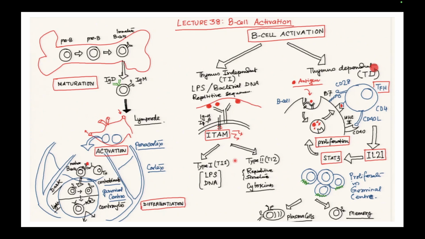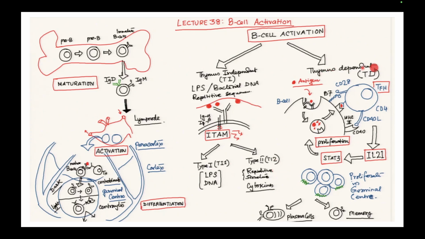There is also type 1 and type 2 in the thymus independent response. So TI-1 is thymus independent type 1, and TI-2 is thymus independent type 2. In type 1, if it interacts with lipopolysaccharides or bacterial DNA, then it is a type 1 kind of response. But in type 2, if it interacts with repetitive structures and cytokines, then it is a type 2 thymus independent response.